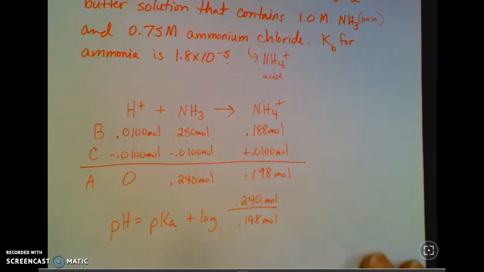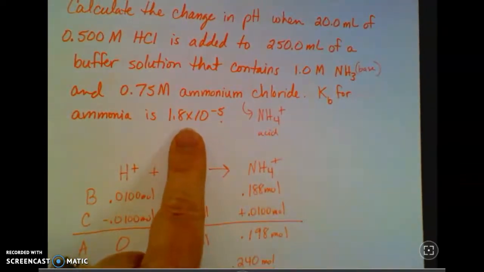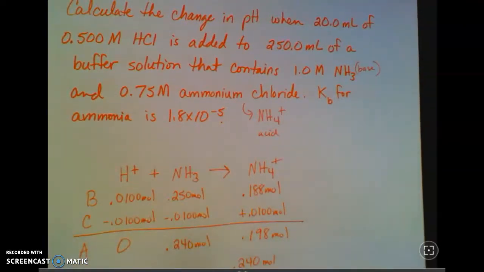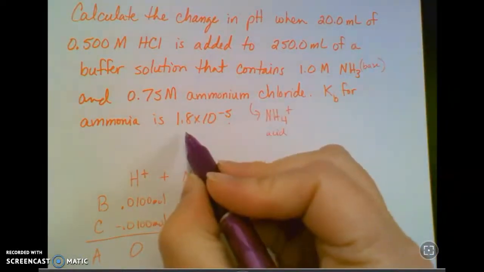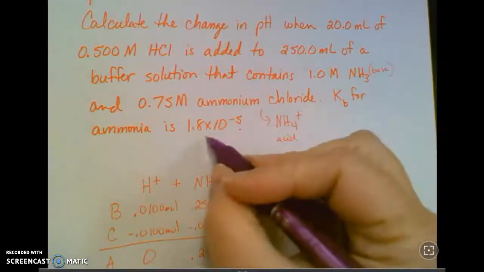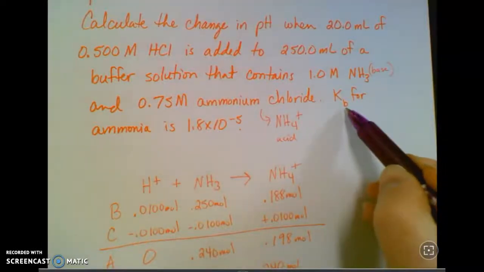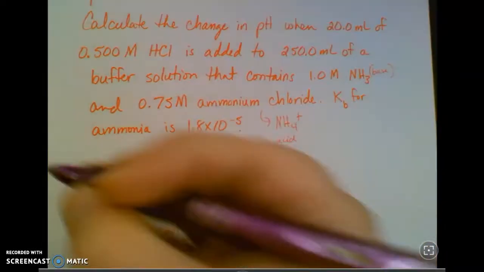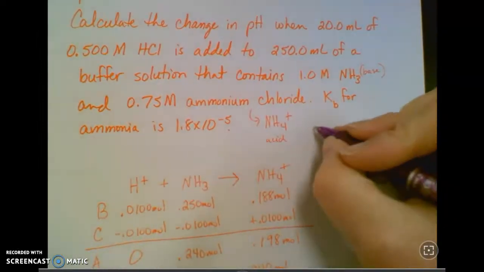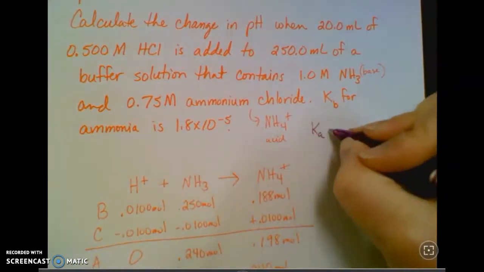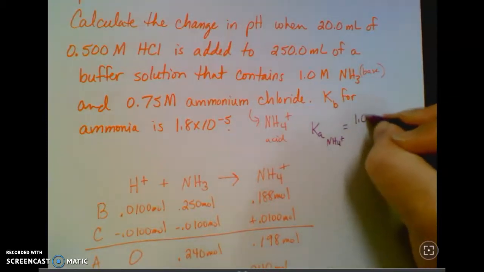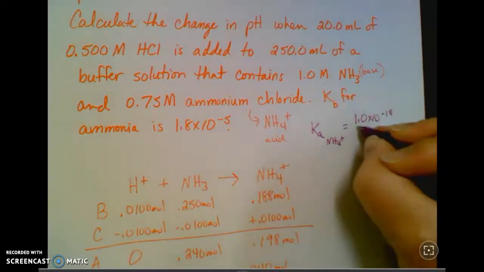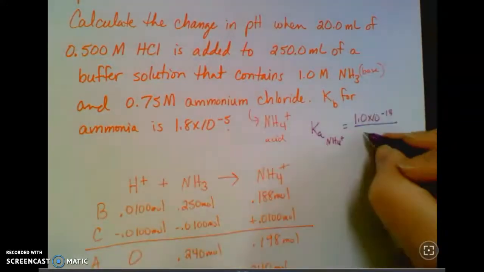But there's a little catch here. This is ammonia. I don't have a pKa. I have a pKb, or I have a Kb. But you know how to do this. So if you remember when we were talking about salts, I know that the product of Ka and Kb is Kw, 1.0 times 10 to the negative 14th. So I'm finding the Ka for NH4 plus. It's 1.0 times 10 to the negative 14th divided by the Kb.